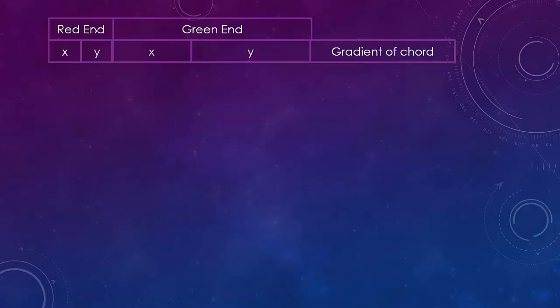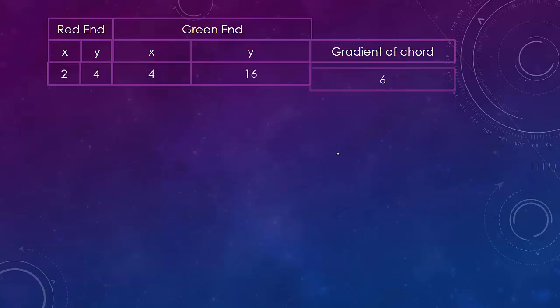So here we have the red end, the green end, and that's the one we're going to move closer, and then the gradient of the chord. We know the red end is anchored at (2, 4), so that's always going to be at (2, 4). We started the green end at (4, 16). So to work out the gradient, we just do the difference in the y's: 16 take away 4, divided by 4 take away 2. And that gives us a gradient of 6.